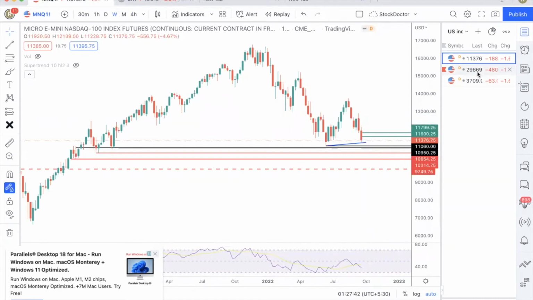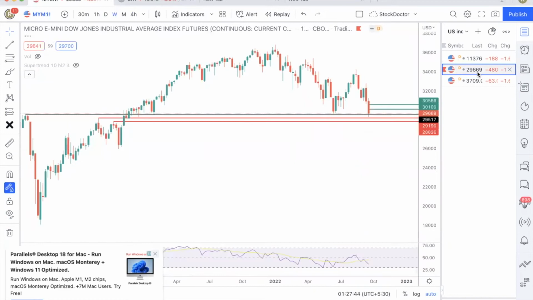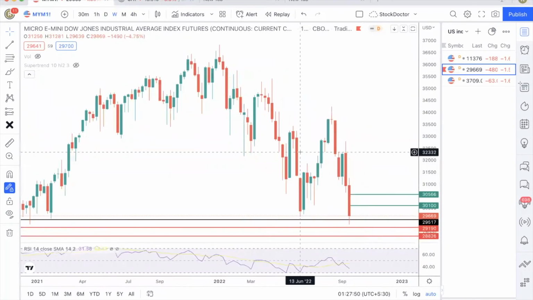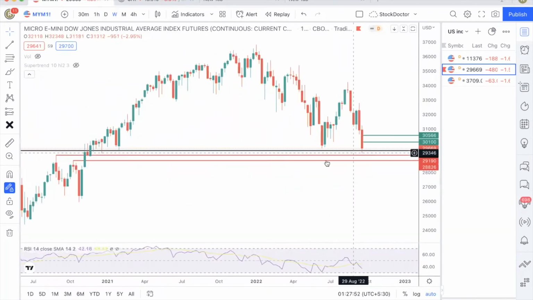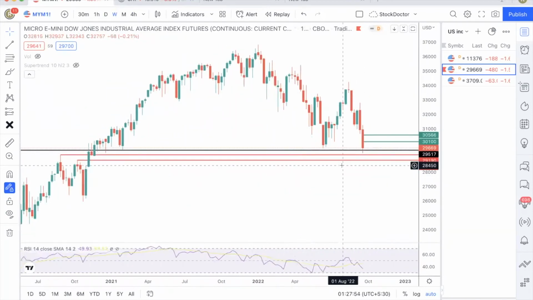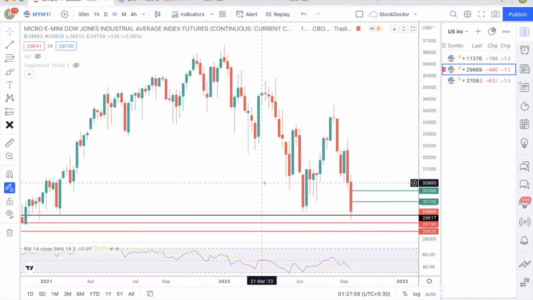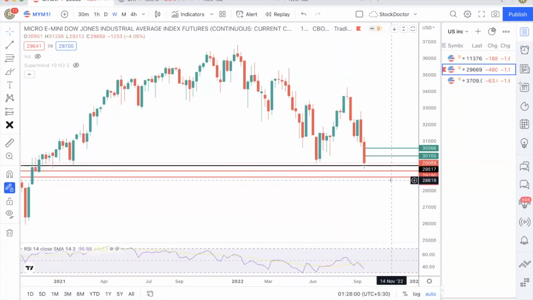So let's go ahead and talk about the Dow Jones now. This is the chart of the Dow Jones. You can see here. Now for the Dow Jones, same thing. The one important thing you can see here, the pre-COVID high for the Dow Jones was 29,500.